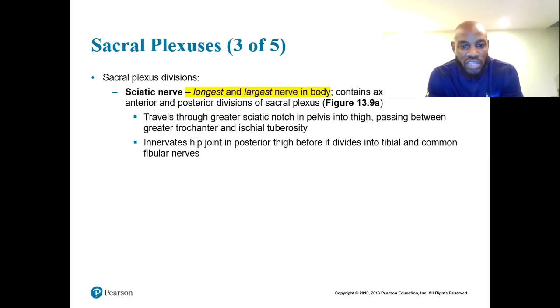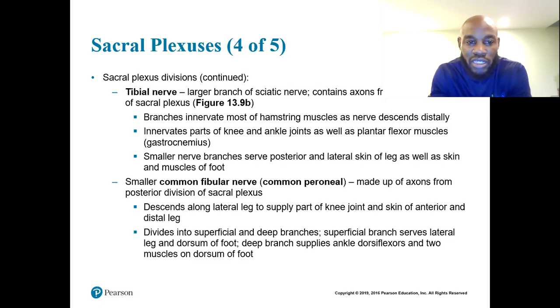Contains axons for both anterior and posterior divisions of the sacral plexus. Travels through the greater sciatic notch in the pelvis, right? So from like your hips, and innervates hip joint, posterior thigh before it divides into tibial and common fibular nerves all the way down your leg.